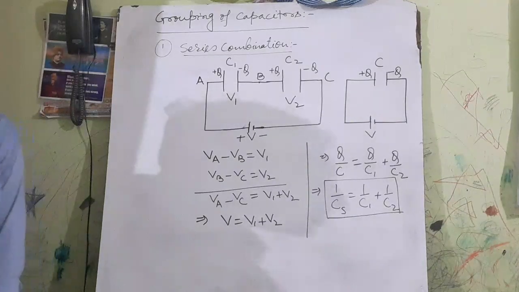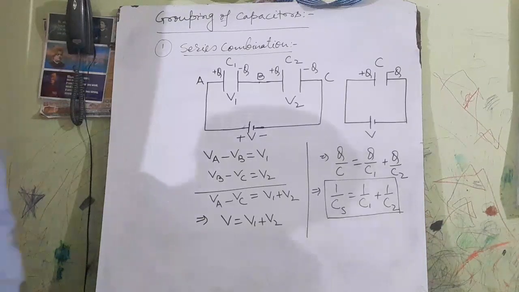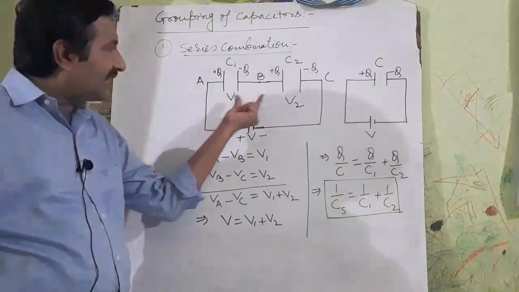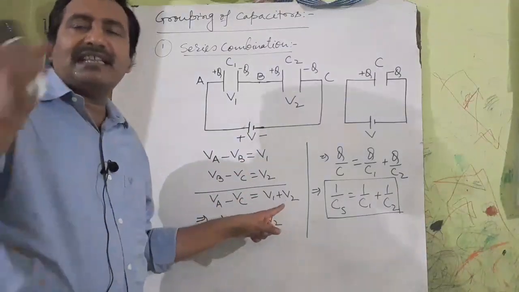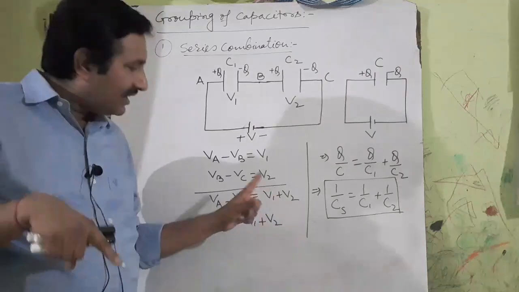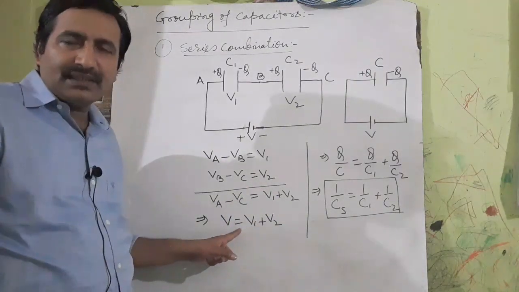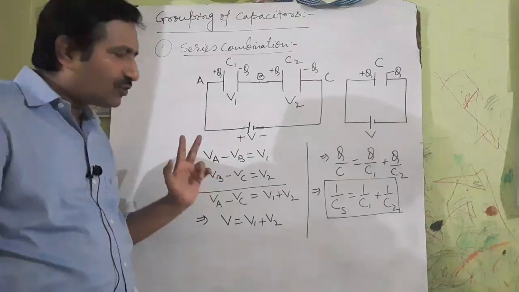Now see, what can you conclude from these? First thing is that the charges on each and every capacitor in series remain the same. Second point, the sum of the potential differences V1 plus V2 across the individual capacitors in series is equal to the net potential difference across the combination V. So 2 points should be remembered here. Is it clear?